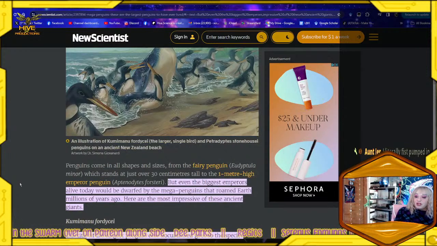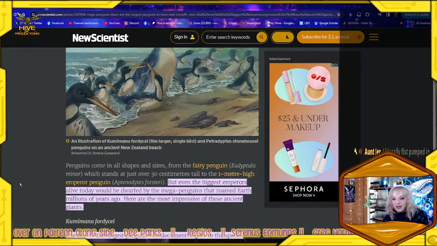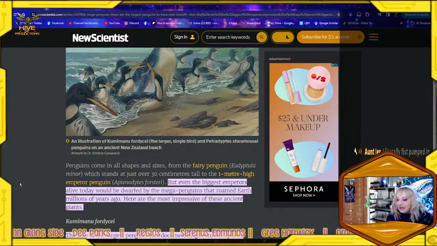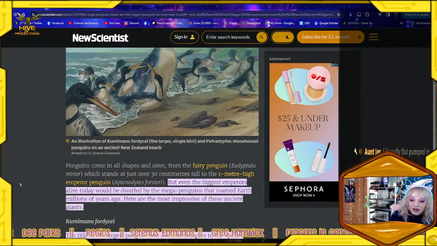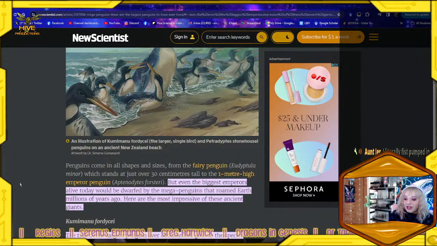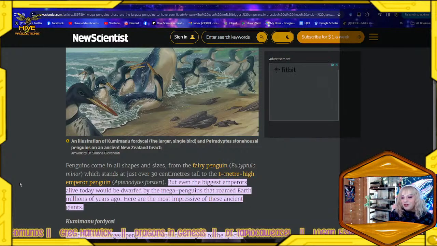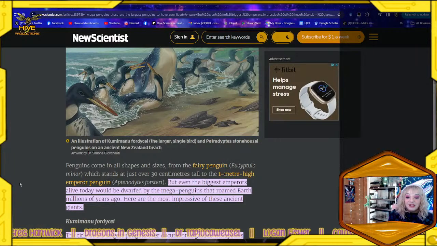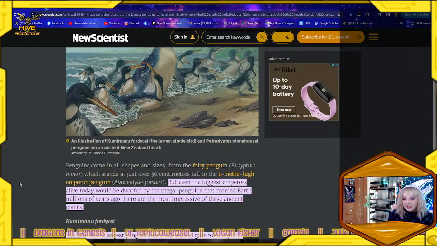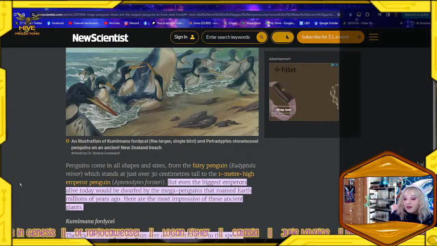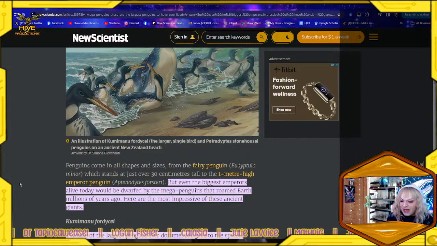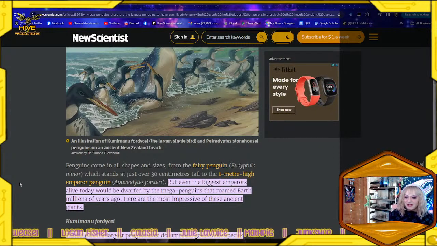Penguins come in all shapes and sizes, from the fairy penguin, Eudyptula minor, which stands just over 30 centimeters. That's 1 foot tall. To the 1 meter high emperor penguin, Aptenodytes. That's how you say that.